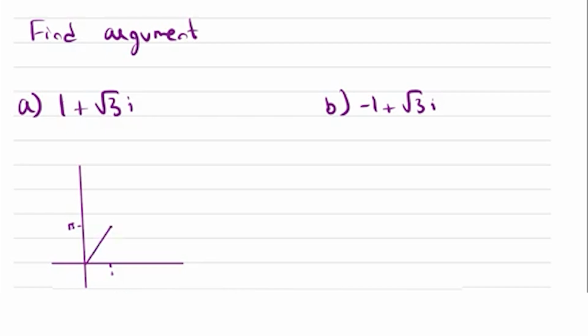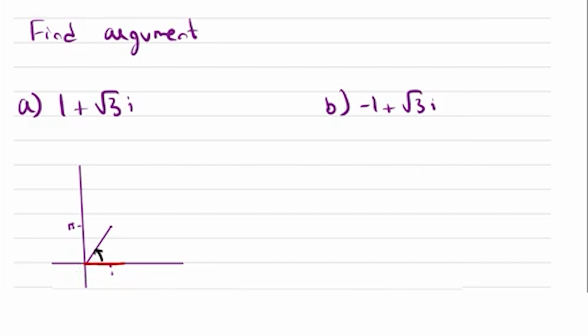Now the argument is the shortest angle from the starting line. This is the starting line. So to reach the Argand diagram, one way is this one, the black one. And the other way is to go clockwise and reach here. Guys, which one is shortest? The black one or the purple one? So the black one. So my argument will be this black angle.